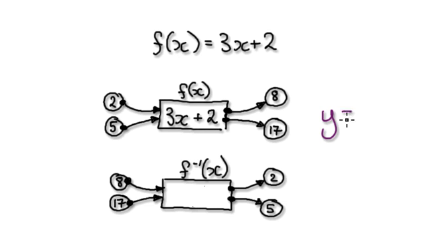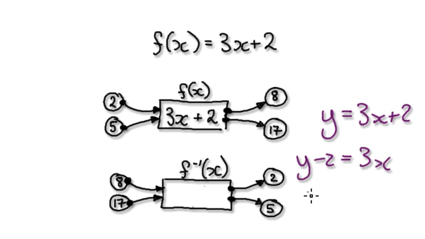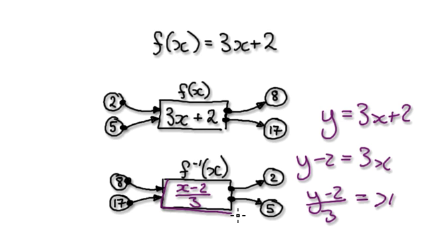The way we did that was: y equals 3x plus 2, then take away 2 from both sides, and then divide both sides by 3. So the inverse function is x minus 2, divided by 3. So this here actually works.